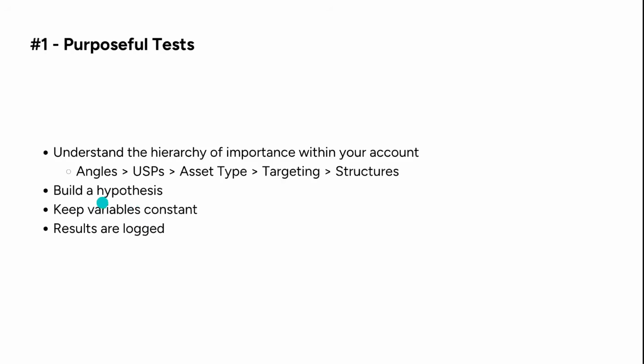Secondly, you need to always be building a hypothesis. There is no point in running a test if you don't know what the outcome should be from that test. We need to be keeping variables constant. We only want to be changing one variable in each test, or else the data isn't going to be statistically relevant. And then lastly, all of these results need to be logged. It's all well and good running 10, 20, 30 tests a month, but if we're not actually logging the result, we're going to end up spinning our heels and just retesting the same things over and over again and not seeing progression within the account.